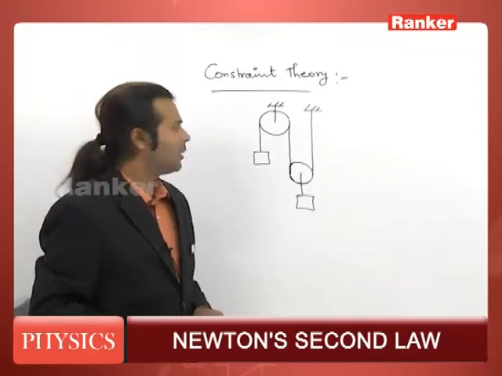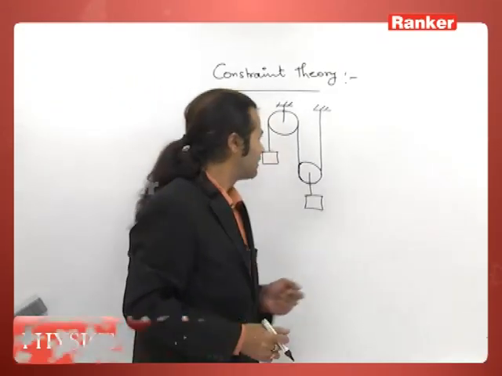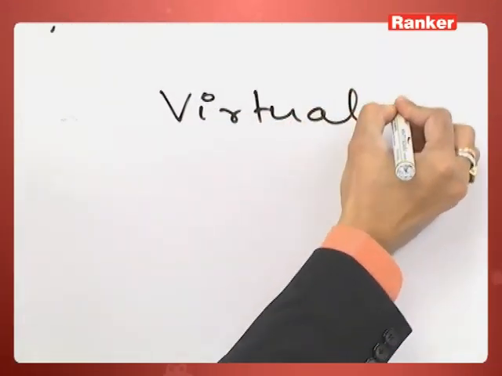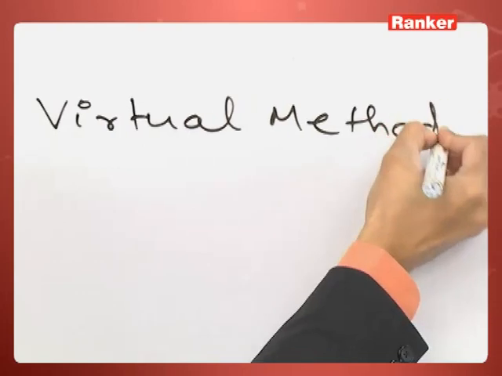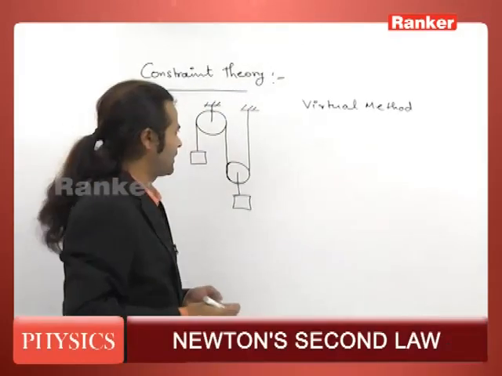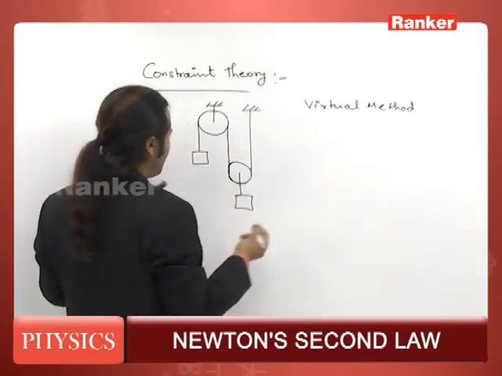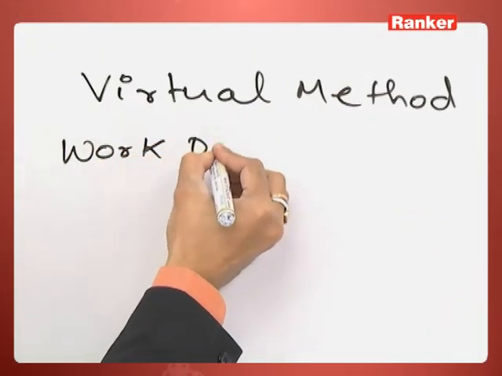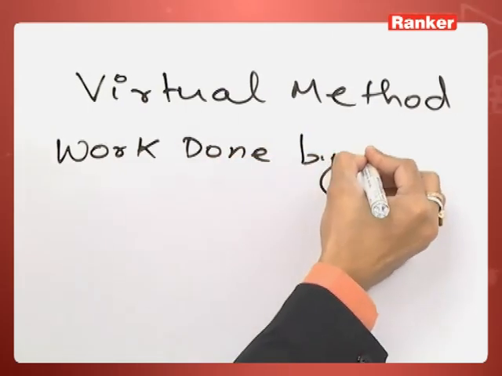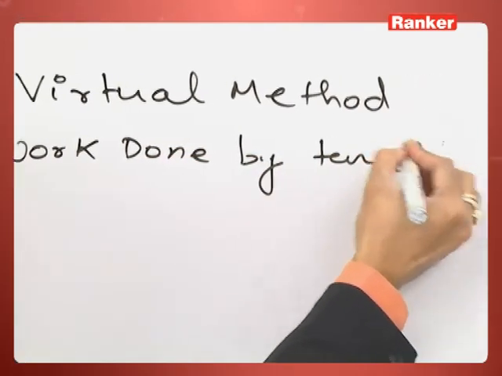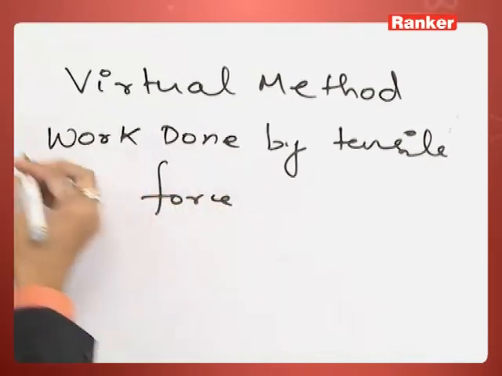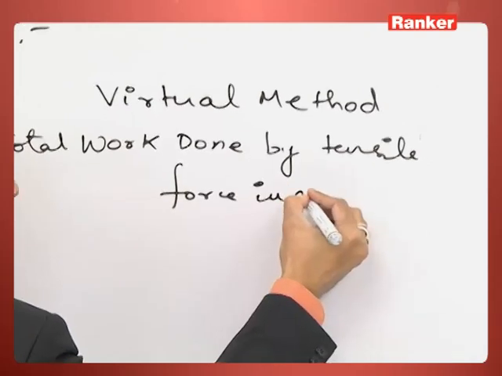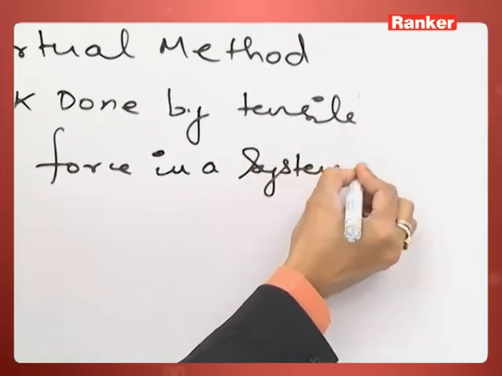Now there is another method we will try to discuss, that is called the virtual method, where we will find the relationship of acceleration in a very simple way. I take here a virtual method, which says that the total work done by tensile force in a system is 0.